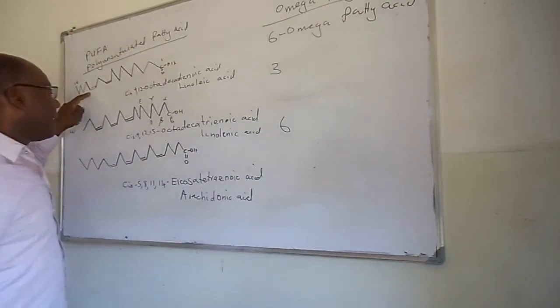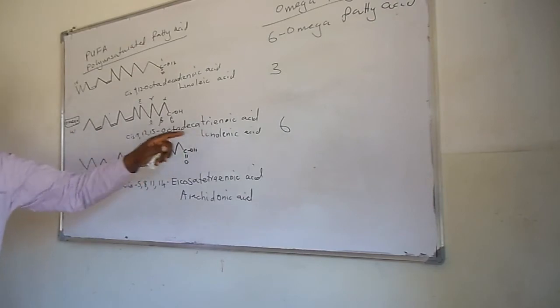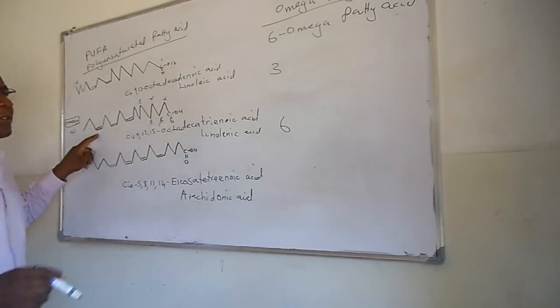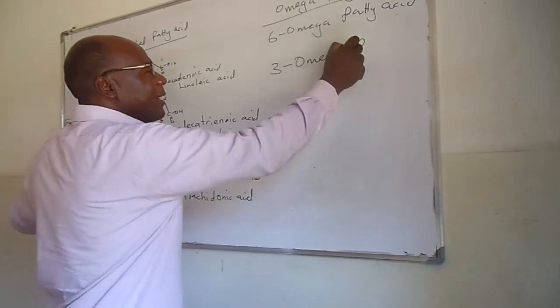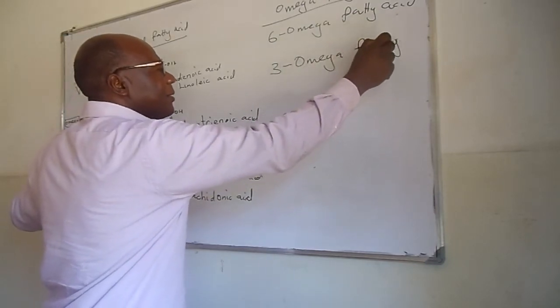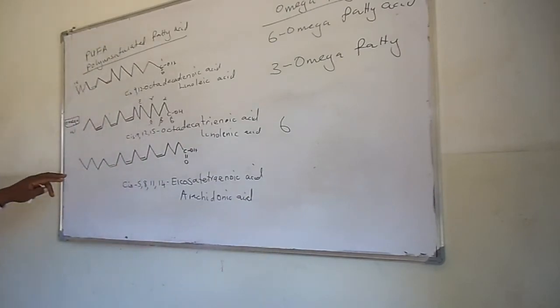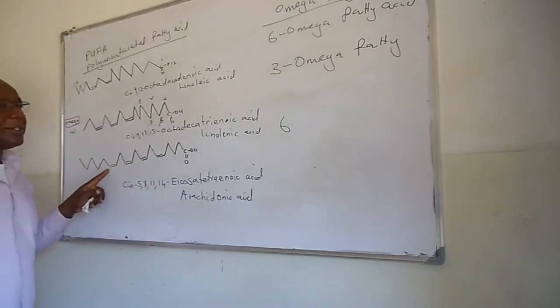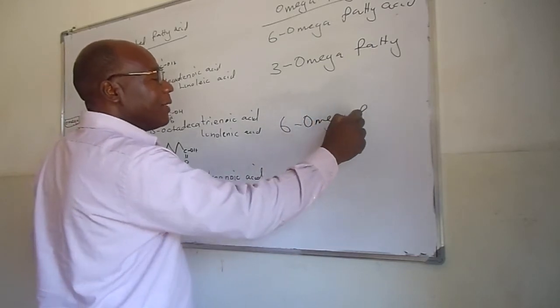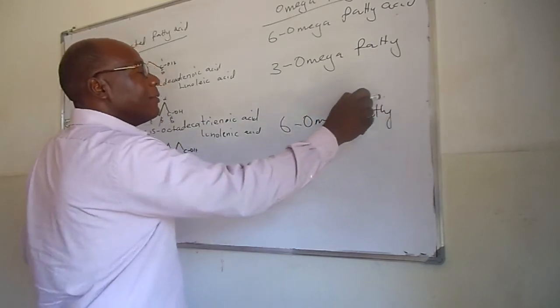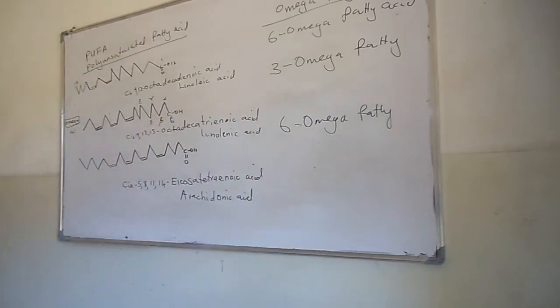If you look at linolenic acid, it has 1, 2, 3 carbons, so it's a 3 omega fatty acid. Then you also have this one, 6 carbons, it's also a 6 omega fatty acid. So you can have 3 omega, you can have 6, sometimes you can even have the 9 omega, but the common ones are the 6 and 3 omega.